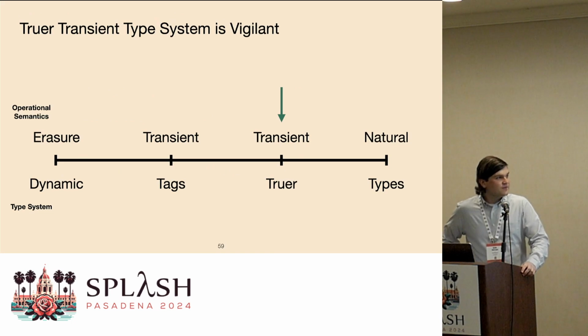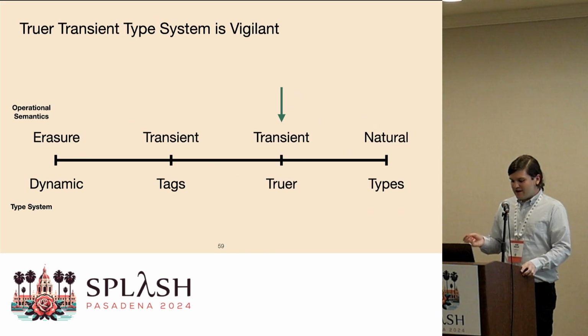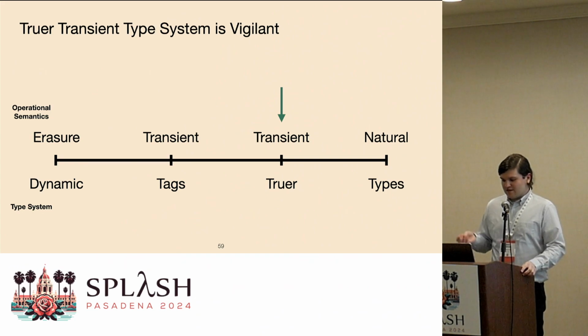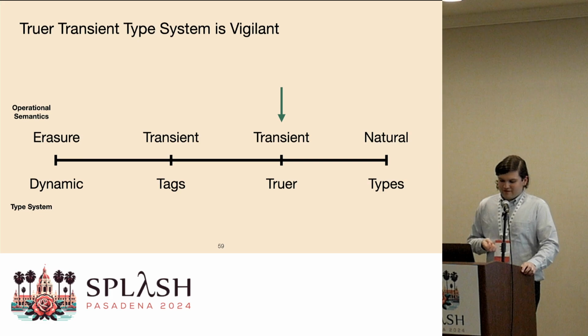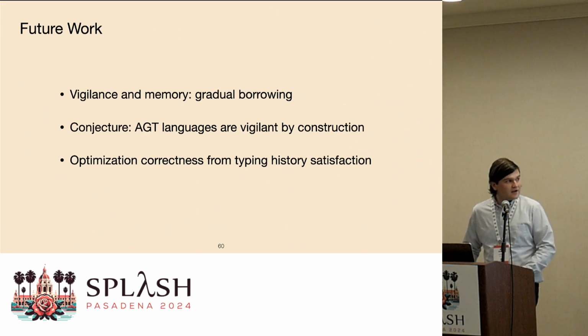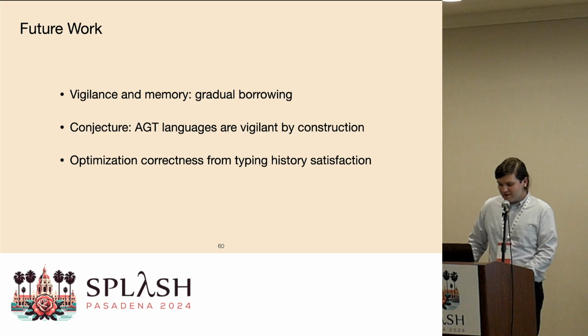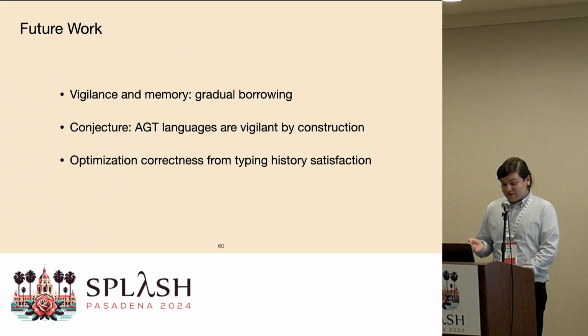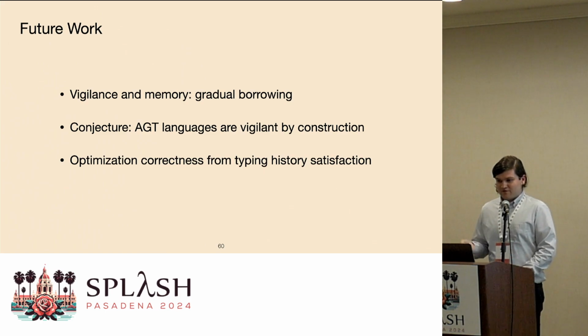Okay, so back to our spectrum. We've added a new position, namely that transient is vigilant for truer types. And moving on to future work, my next project basically is to look at gradual borrowing and see what vigilance means in that context. We also have a conjecture that abstracting gradual typing produces vigilant languages by construction, and we'd love to see if that's true. And I also have interest in thinking about optimizations from the perspective of typing histories.